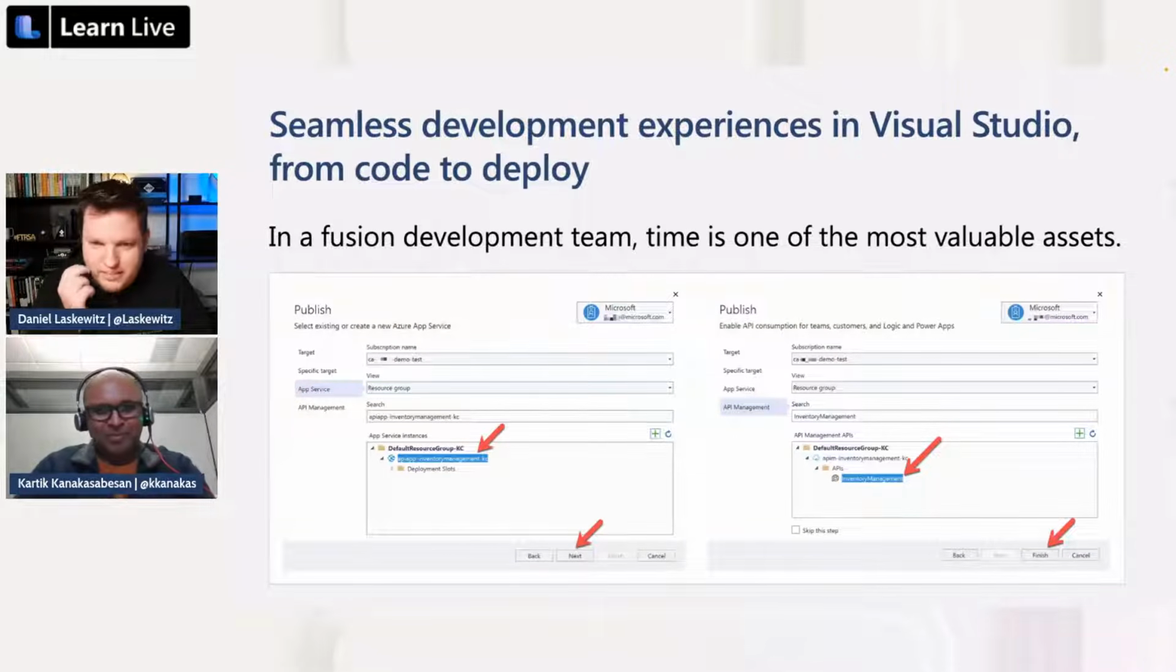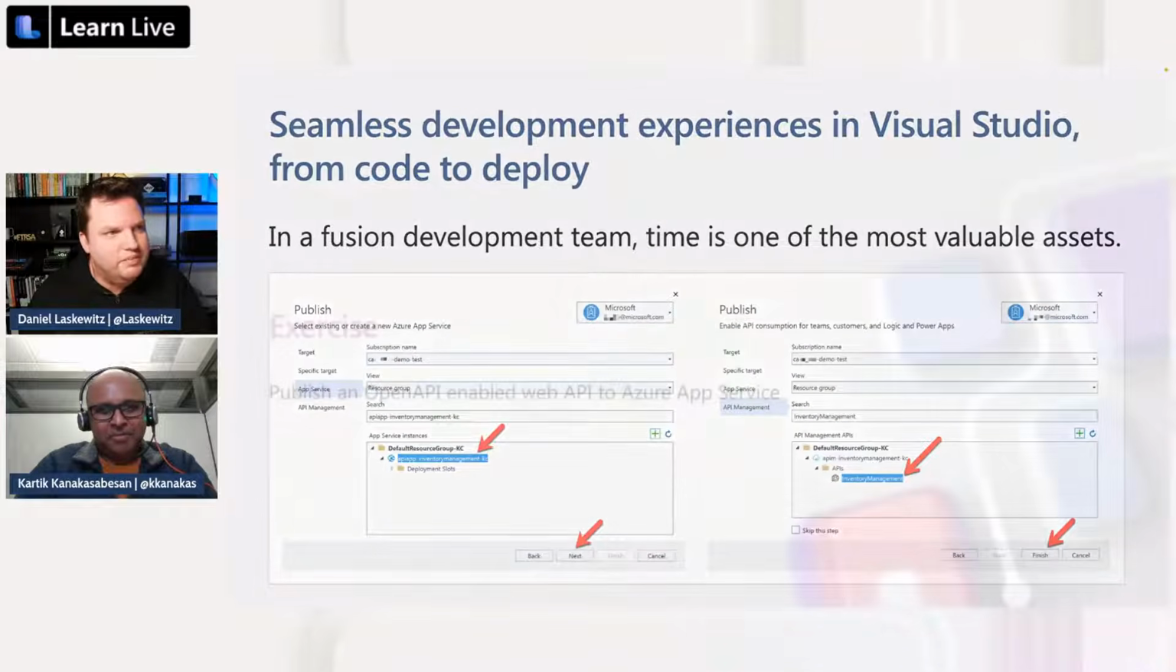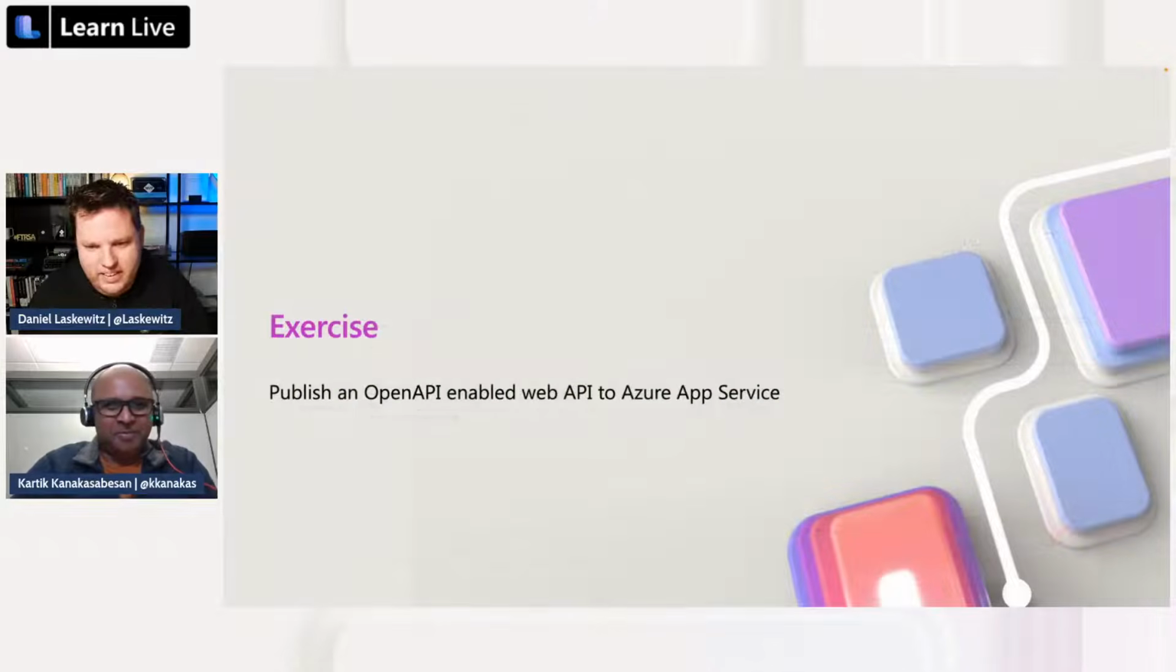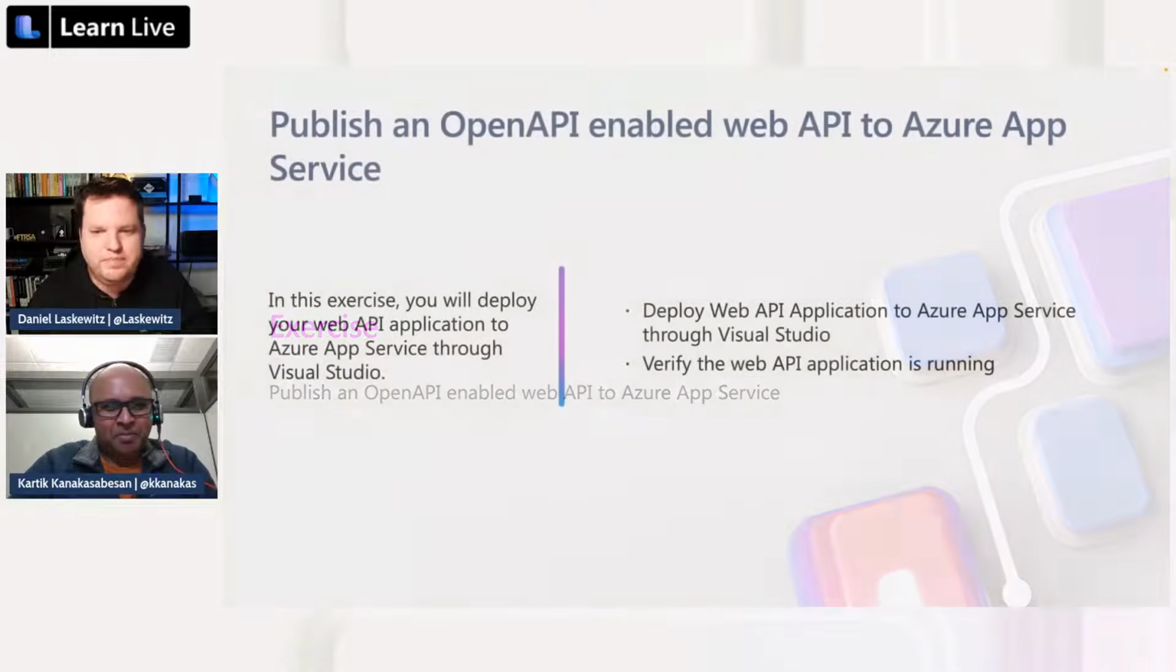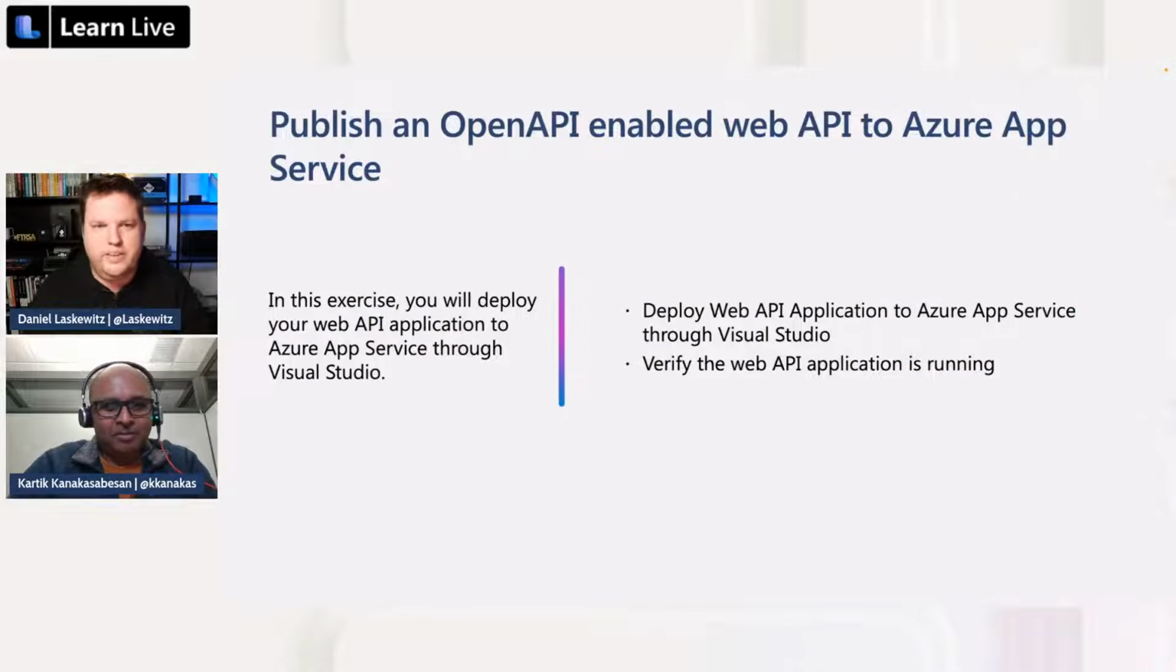Yeah, that's really cool. Let's move on to the exercise, because I'm really curious about the publishing mechanism. Okay. So in this exercise, we are going to publish the OpenAPI-enabled Web API that we showed in the earlier exercise, and we're going to publish that to the Azure App Service. Yes. All right, let's go ahead and do that.